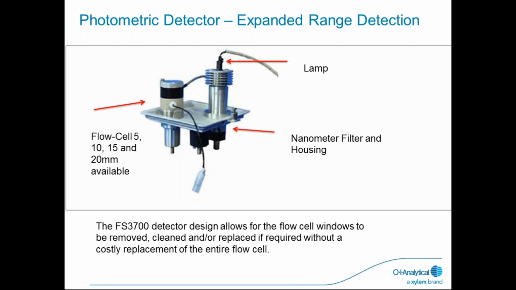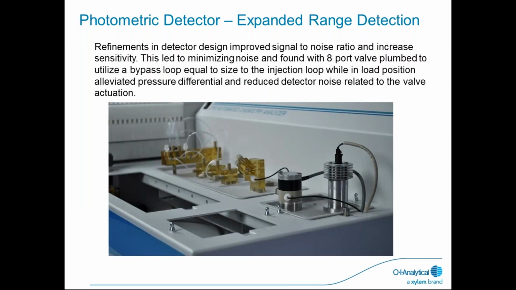The FS3700 detector design allows for the flow cell windows to be removed, cleaned, and/or replaced if required without costly replacement of the entire flow cell. With the photometric detector, we've had refinements in detector design, improved signal-to-noise ratio, and increased sensitivity. This led to minimizing noise, and we found that with an 8-port valve plumbed to utilize a bypass loop equal to size to the injection loop while in load position, it alleviated pressure differential and reduced detector noise related to the valve actuation.